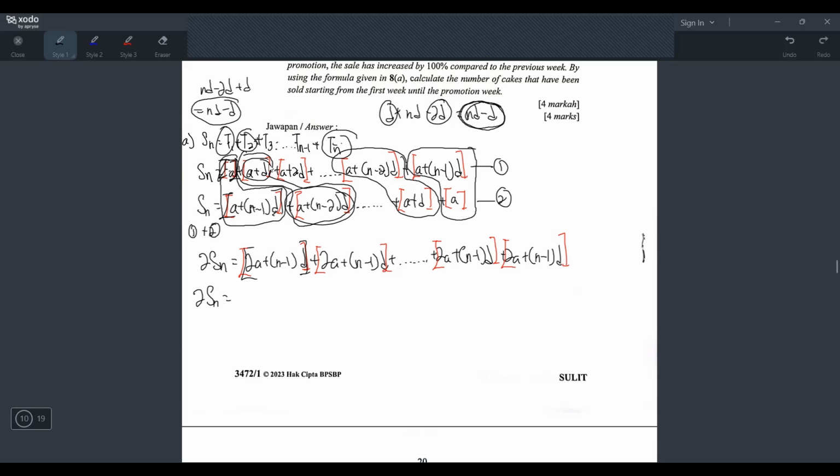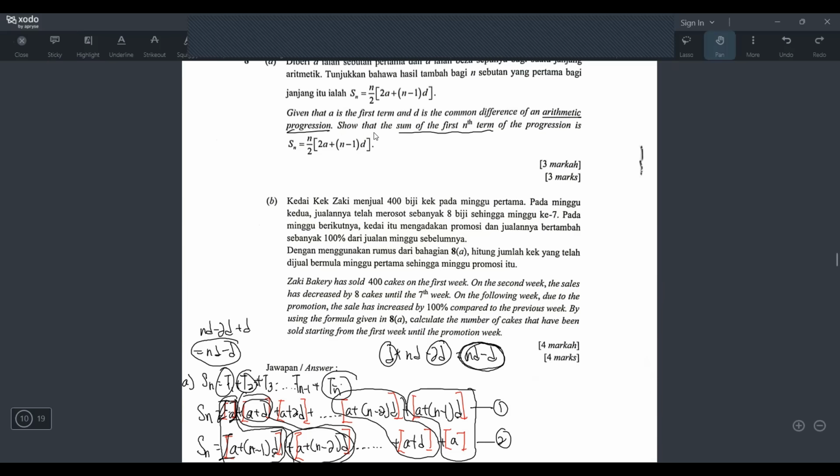So when you pair it up like this, there will be n times of 2a plus n minus 1d, right? So it means it will be n times with 2a plus n minus 1d. And finally, to get your Sn, you just move the 2. Now you will get n over 2, big bracket 2a plus n minus 1d. So this is how you prove the Sn formula. And if you look at this formula, it looks exactly the same as this, right? So this is how you prove.